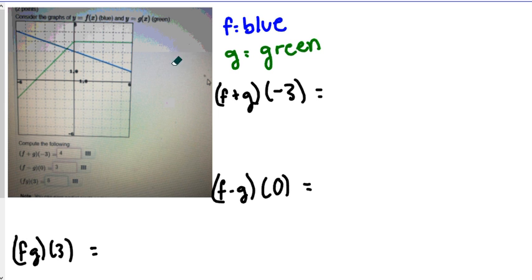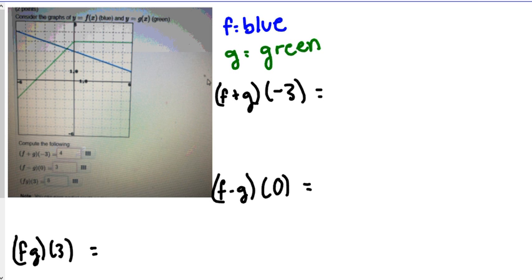So in this case, we have y equals f of x, which is the blue line. So I'm just going to assume that f is whatever equation is represented by the blue line. And then my other graph, y equals g of x, so g is whatever equation is represented by the green line. And then they're asking you to find some various solutions for the y value given a value for x.